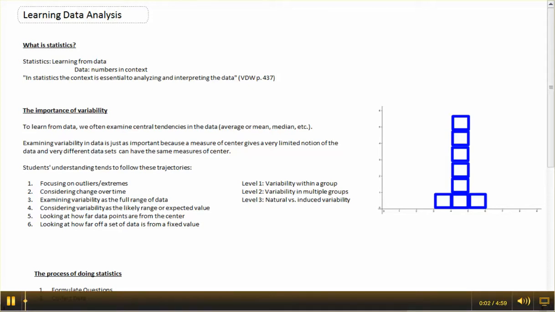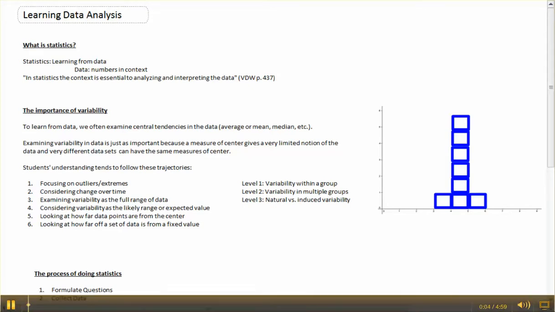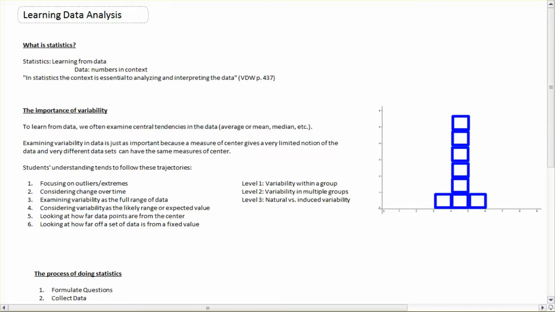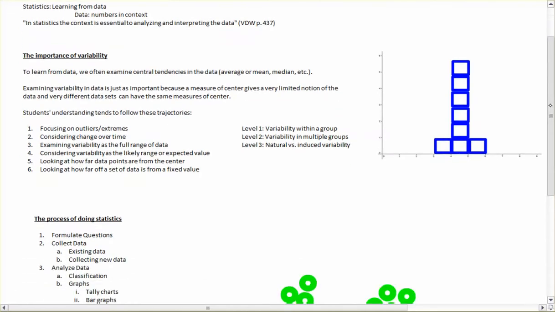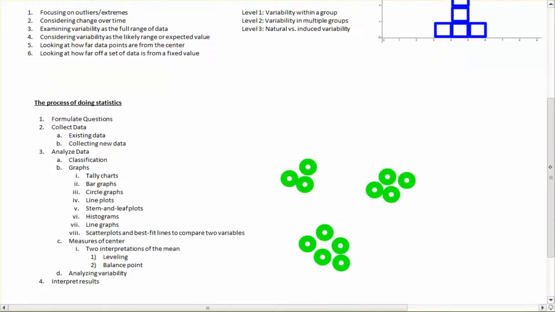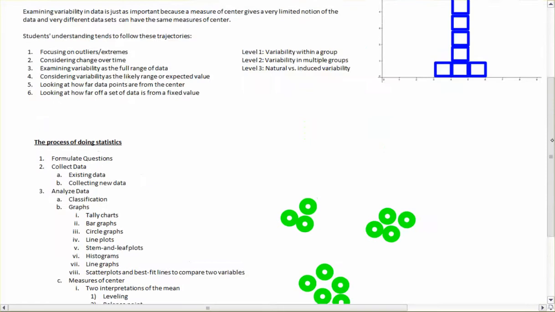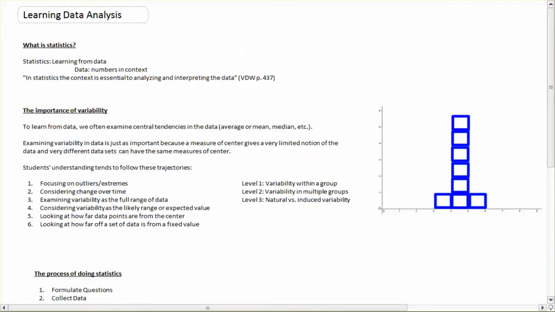Hi, this video is about learning to do data analysis, and we're going to take a look at three main areas here. What is statistics? The importance of variability as students learn to do data analysis, and finally the main steps in the process of doing statistics.